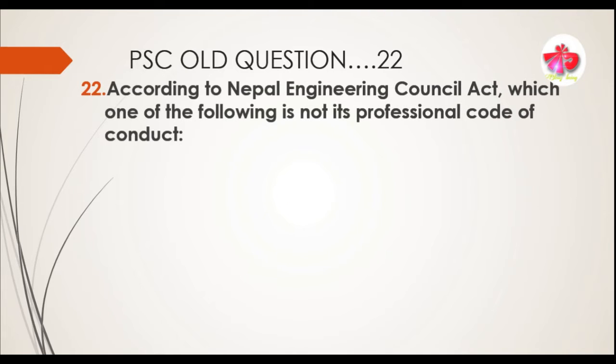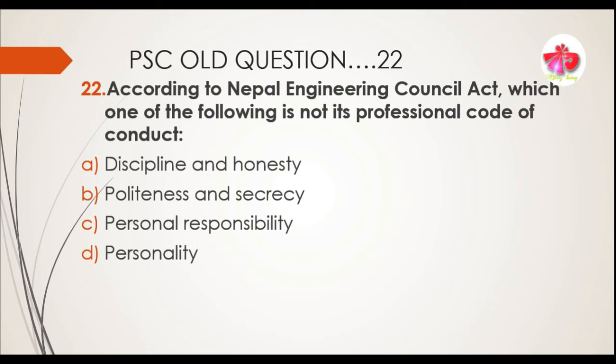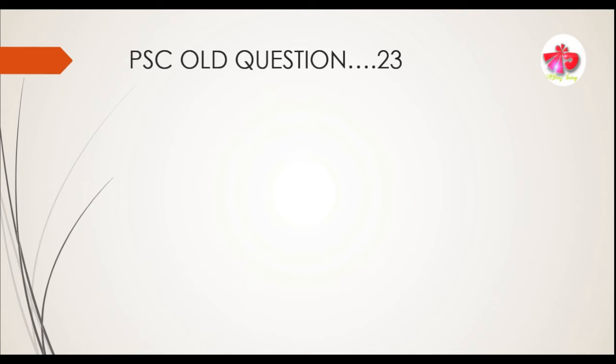According to Nepal Engineering Council Act, which one of the following is not its professional code of conduct? Option A, discipline and honesty, option B, politeness and secrecy, option C, personal responsibility, and option D, personality. So friends, according to Nepal Engineering Council, personality is not its professional code of conduct.